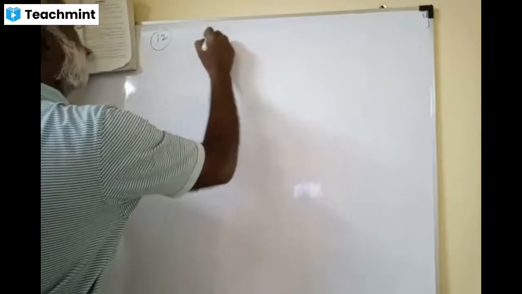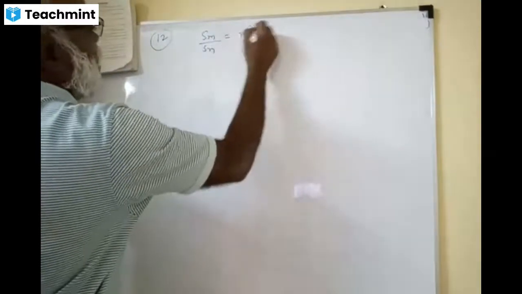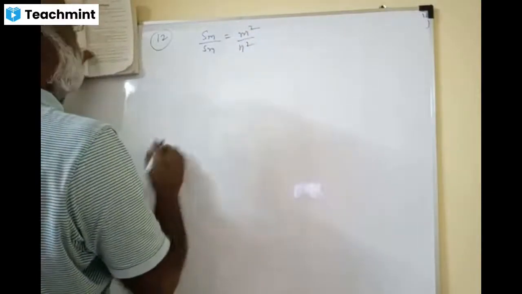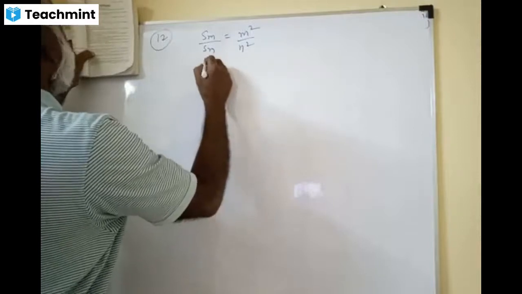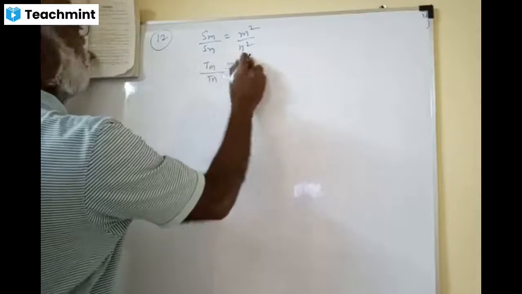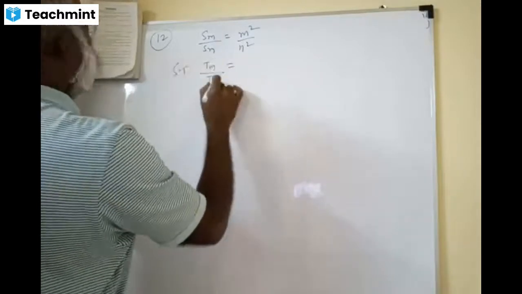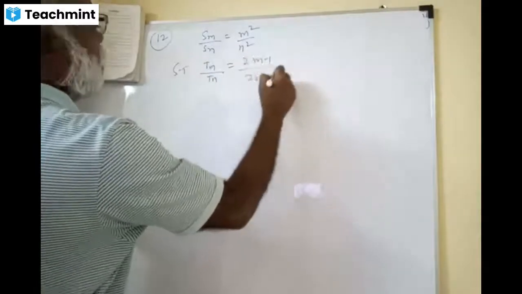The ratio of the sum of m terms to the sum of n terms is given as m squared by n squared. What is the ratio of the mth term and the nth term? Show that the mth term by the nth term is nothing but 2m minus 1 by 2n minus 1.